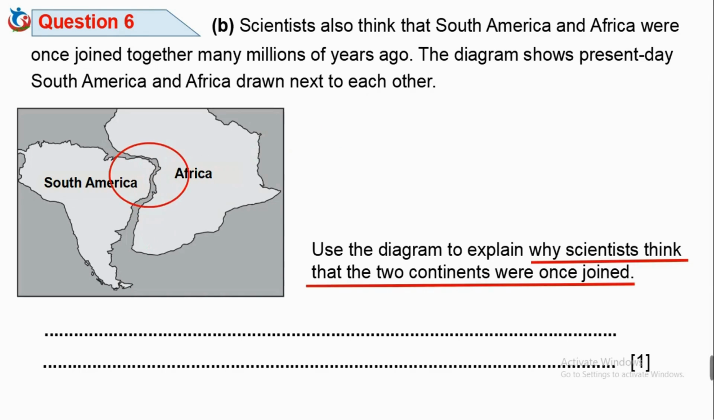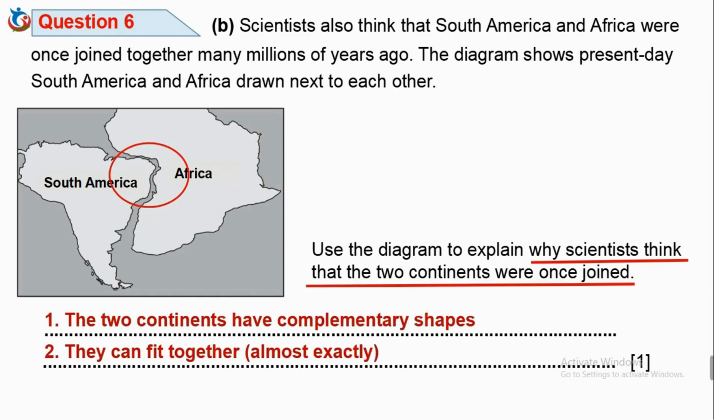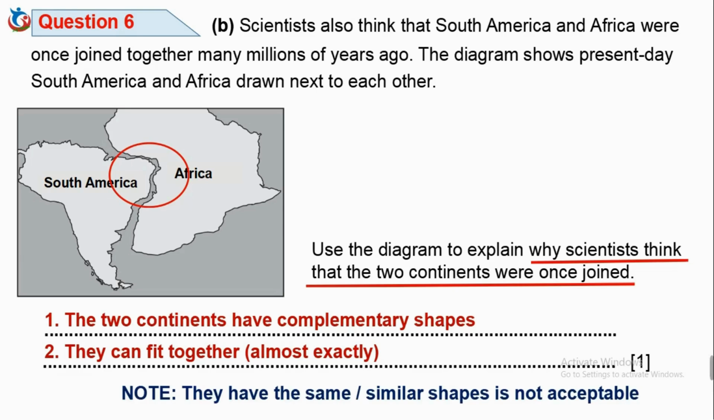The maps of South America and Africa, you will notice that 1. The two continents have complementary shapes. 2. They can fit together almost exactly. These are the reasons why we can deduce to support the claim that the two continents were once joined. Kindly know that if you write they have the same or similar shapes, it is not acceptable.